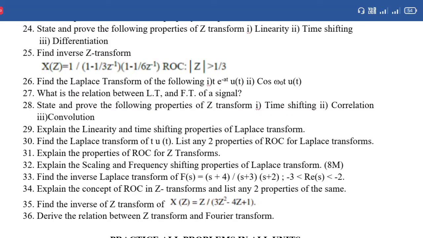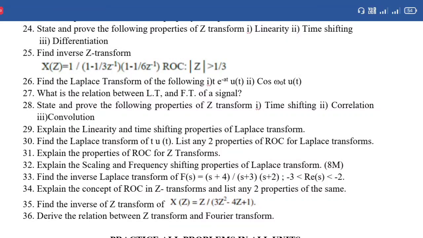Explain the linearity and time shifting properties of the Laplace transform. Find the Laplace transform of 2t into u of t. List any two properties of ROC for the Laplace transform. Explain the properties of ROC for Z transforms.